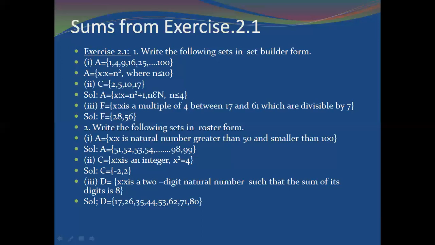Now the second question: C is equal to {2, 5, 10, 17}. You see here the solution. How do we write this in set builder form? Set C is equal to {x such that x = n squared plus 1}, where n is a natural number and n is less than or equal to 4. Give the values of n from 1 to 4 and check whether you are getting the elements of set C or not. Let us see just one example here.